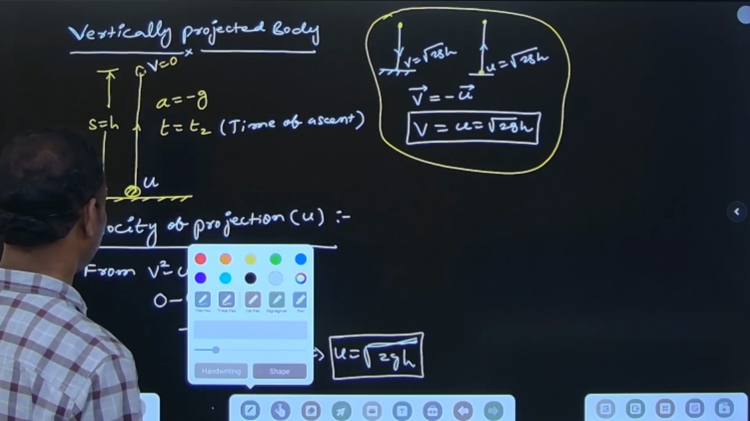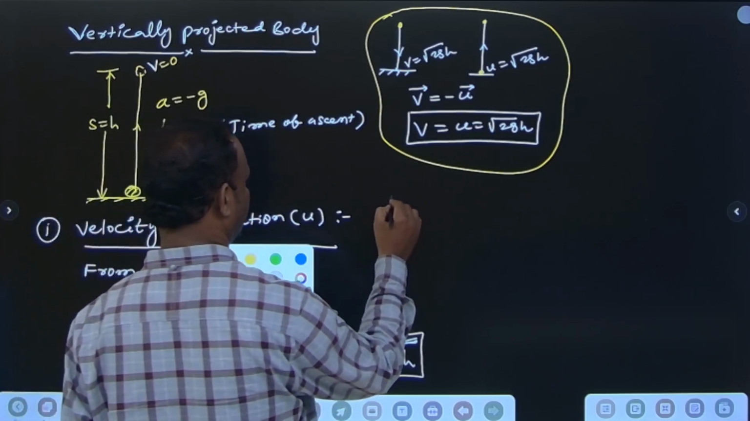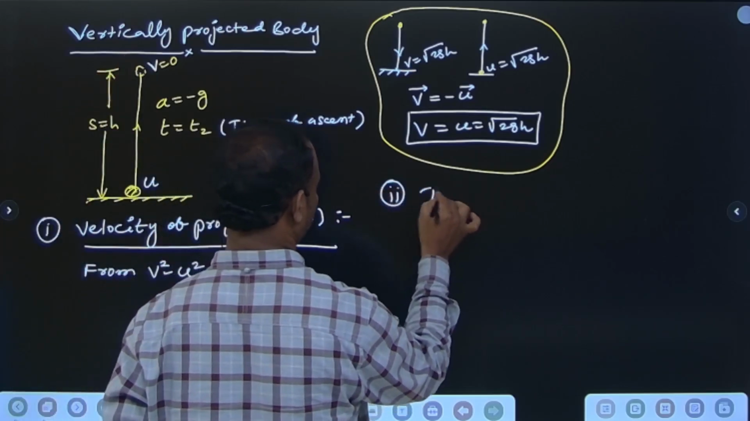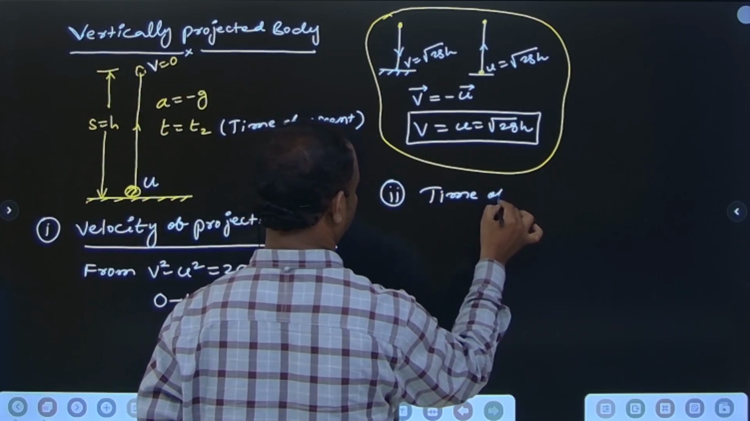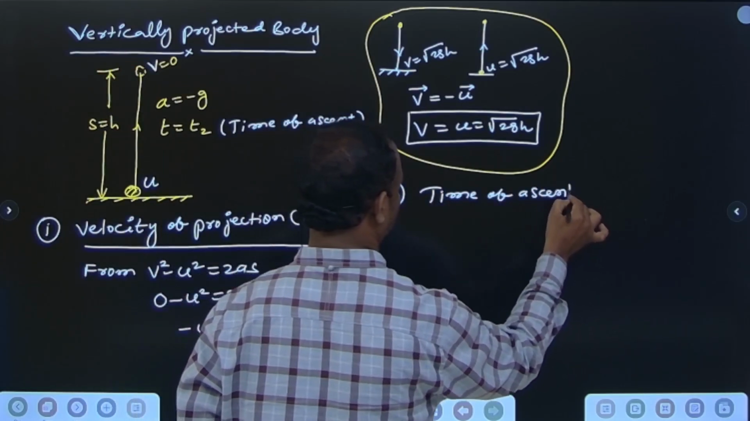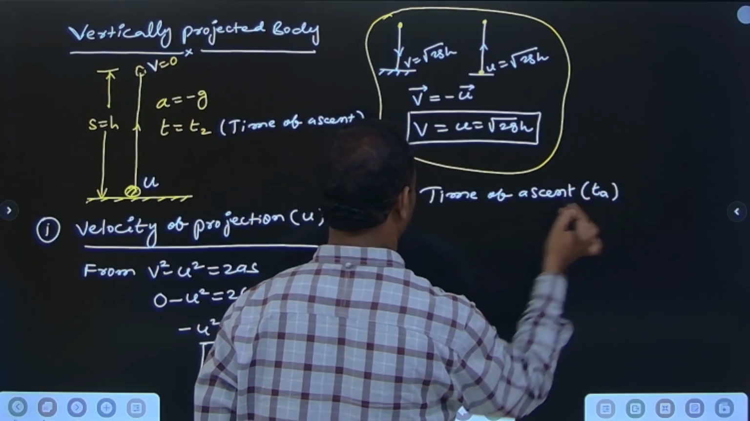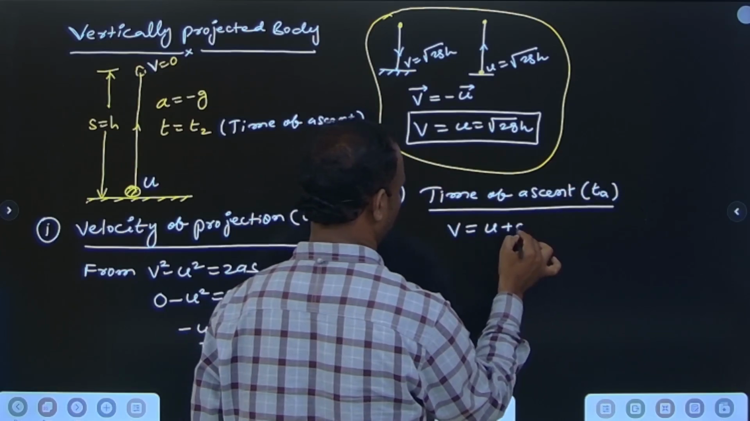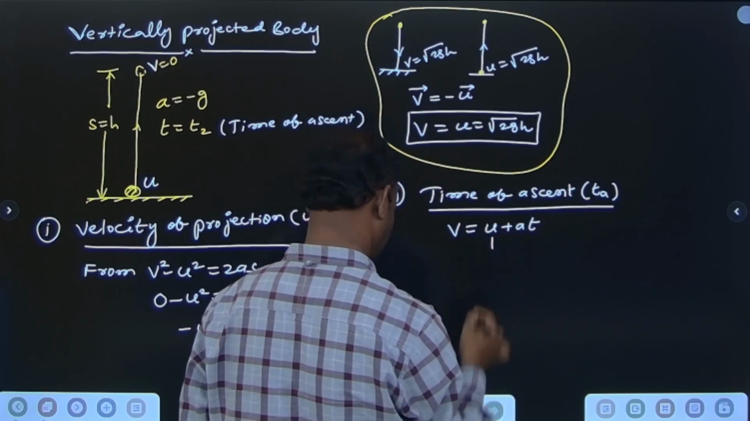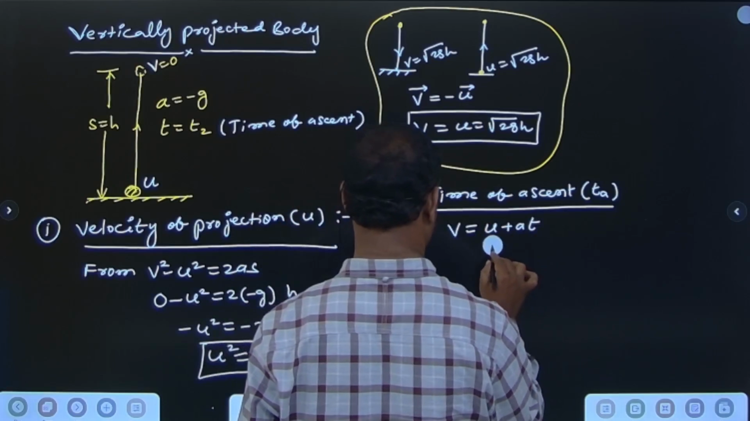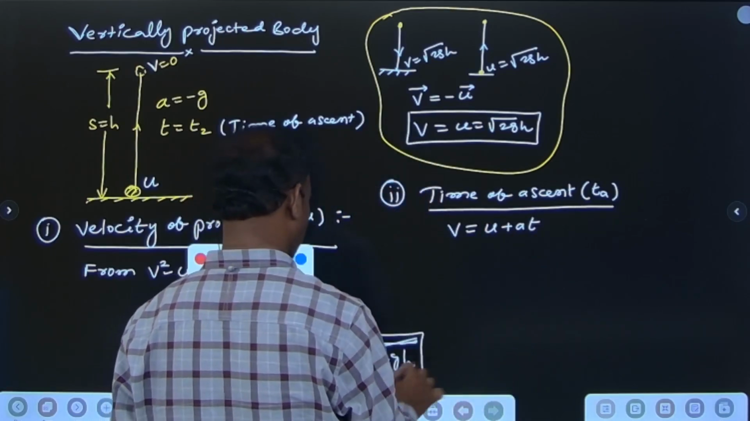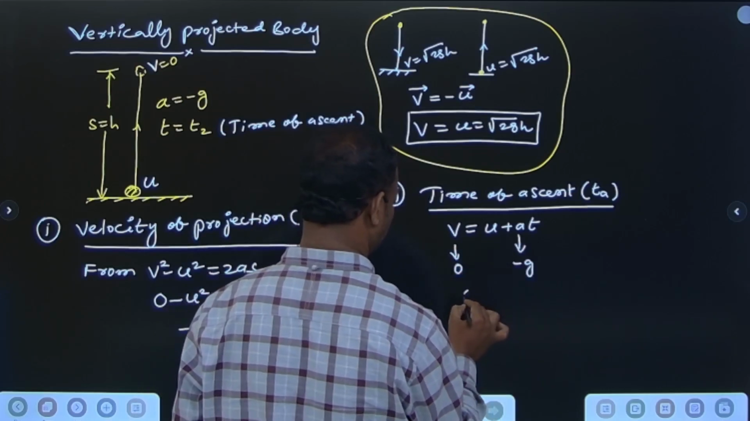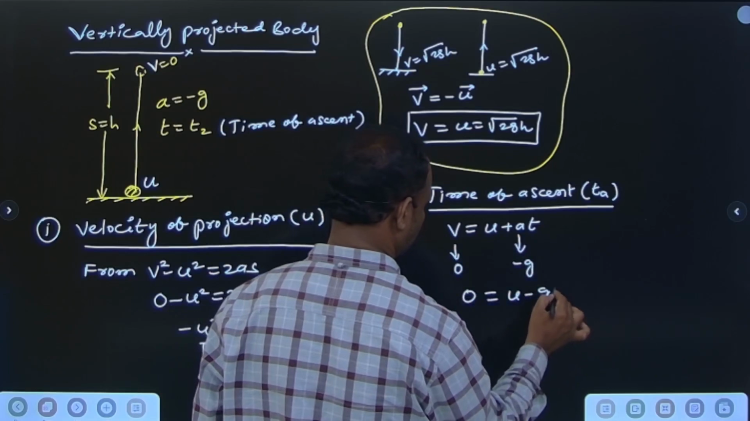This completes the velocities of striking the ground. For the second one, what is the time taken? Time taken means time of ascent, TA. From the equation V is equal to U plus AT, U is under root of 2gh, V is 0, and a is minus g. So 0 is equal to U minus gT.